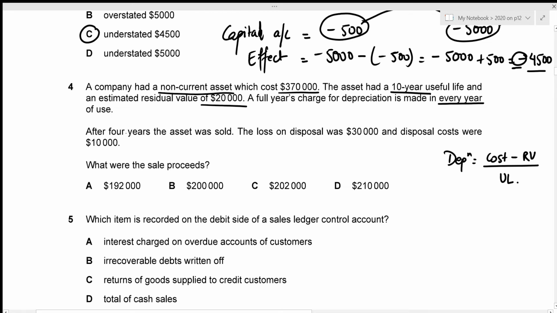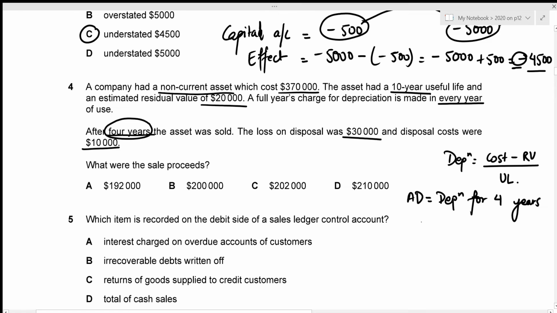After 4 years, the asset was sold and the loss on disposal was 30,000, whereas the disposal costs were 10,000. Alright, now we need to figure out our sale proceeds. So whenever there is a case of selling any non-current asset, we first need to figure out our accumulated depreciation for the years in which that non-current asset was used. And in this case, we are told that after 4 years, the asset was sold, which means that this non-current asset had been used for 4 years. So our accumulated depreciation is going to be the depreciation charge for 4 years.